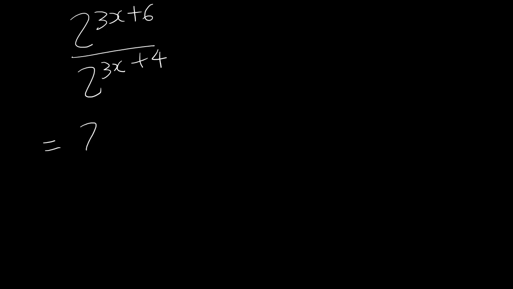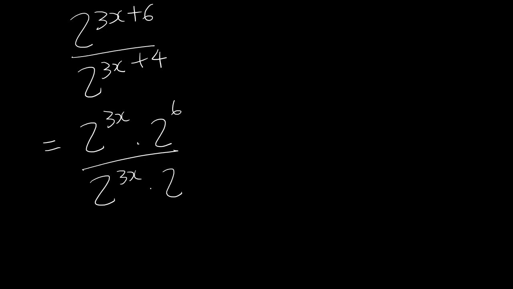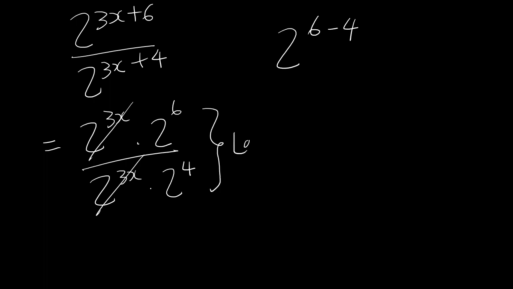So in the next example, we have 2^(3x+6) divided by 2^(3x+4). So we'll separate this, and we have 2^(3x) times 2^6 divided by 2^(3x) times 2^4. Now we cancel those two off, so we're left with 2^(6-4). This is the law 2 of exponents. So 6 minus 4, we're left with 2^2, and my answer will be 4.